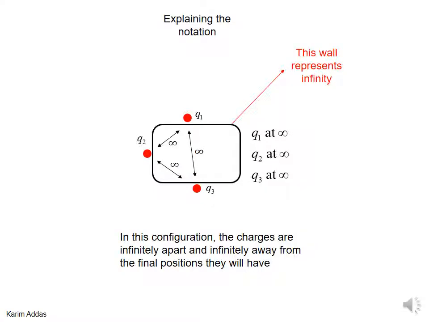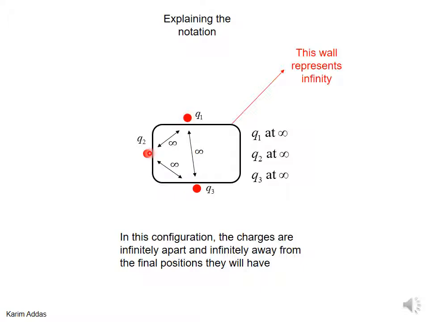In these slides, we want to illustrate the idea behind the derivation. So first, let's look at the notation. What do I mean when I put this black outline over here? The black outline is supposed to illustrate infinity. So when I put charge Q1 above this black line, that means charge Q1 is at infinity.